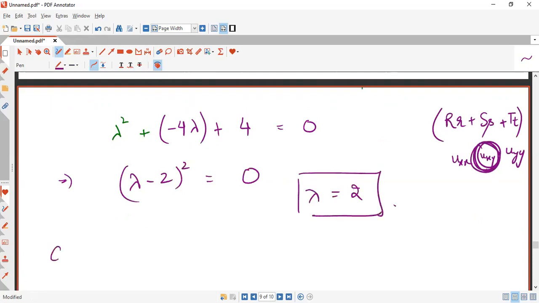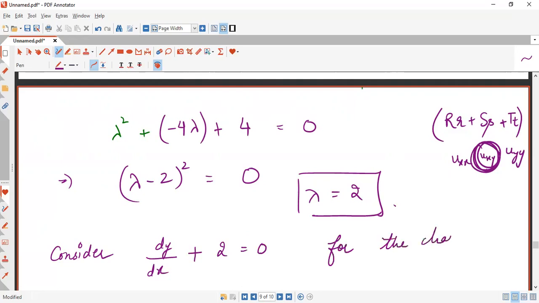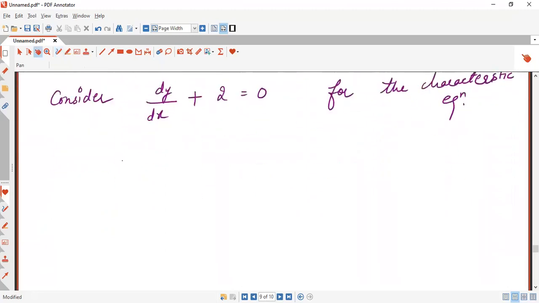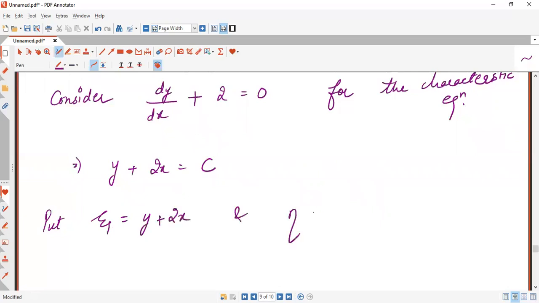Now the differential equation, dy by dx plus lambda, which is 2, for the characteristic equation. Solve it. y plus 2x equals to some constant, for this xi. And eta equals to, you have to choose eta independent of xi. You can choose eta as x or y.